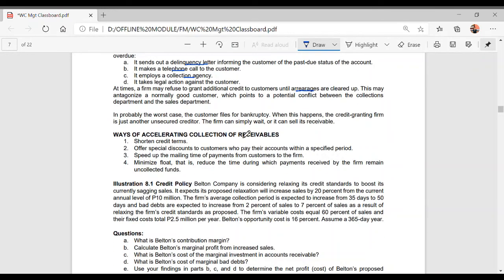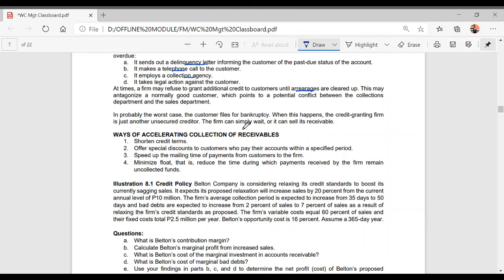So how do we accelerate the collection of receivables? How do we speed up? So we can shorten the credit terms. So the credit period would be shorter. Instead of 60 days, it can be made 45 days, and next 30 days, just to hasten the payment of customers. Because as soon as we get our cash, we can use it for the business operation.